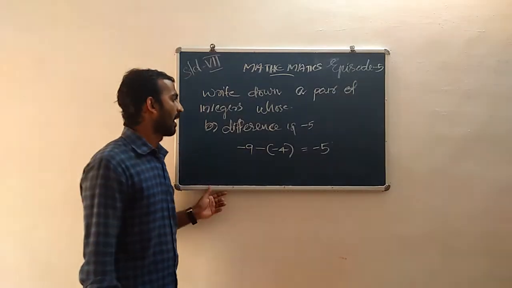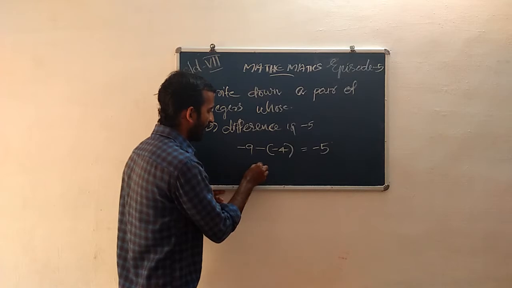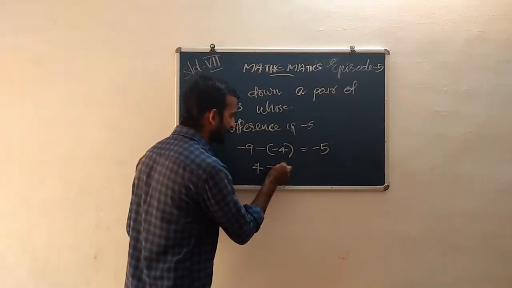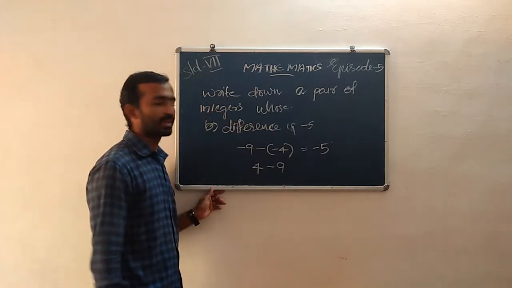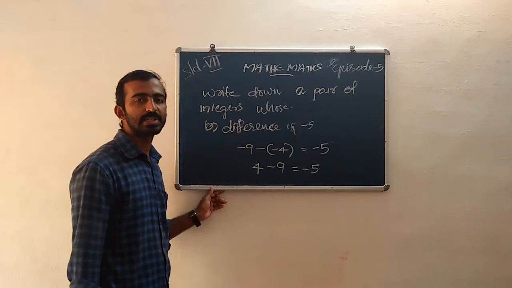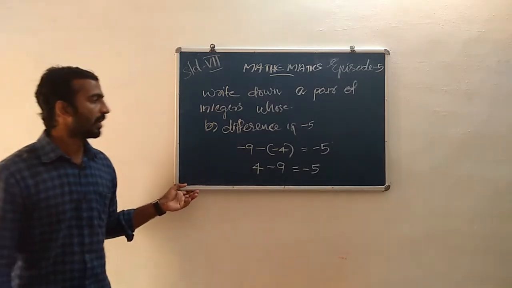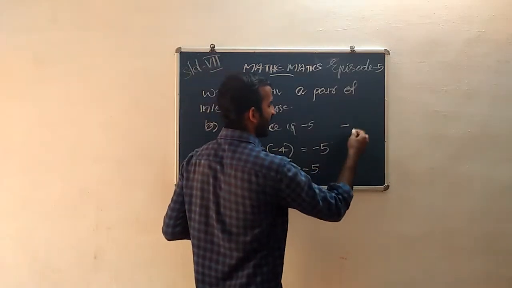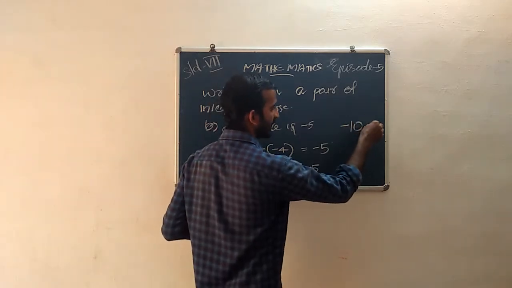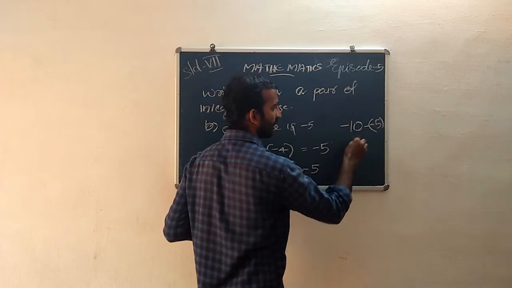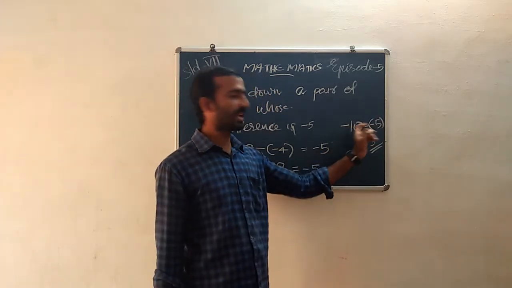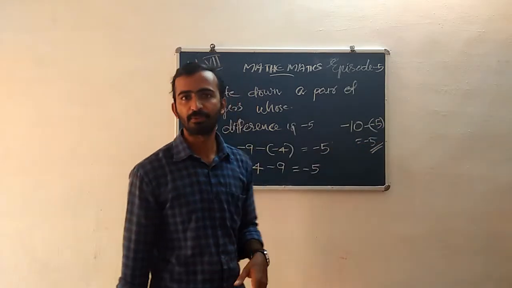And 4 minus 9, here also we get minus 5. Is it correct? Can you follow? For another example, negative 10 minus negative 5, we get negative 5. When we take the difference of negative 10 and negative 5, we get negative 5.